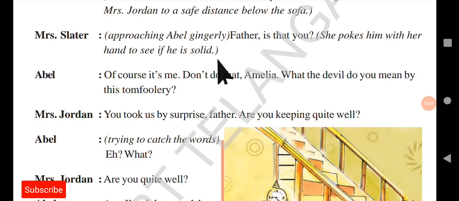But still here, Mrs. Slaughter cannot believe her eyes. And she asks her father, "Father, is that you?" And to confirm whether it was a ghost or a person, she also pokes her finger at Abel Meriwether to see whether it is really a human or a ghost.